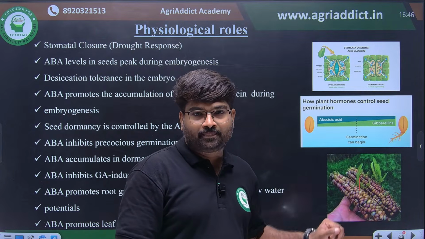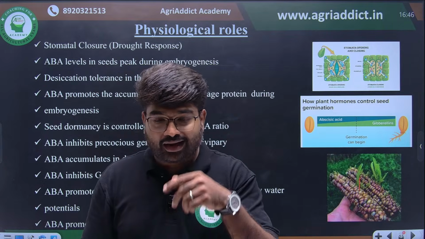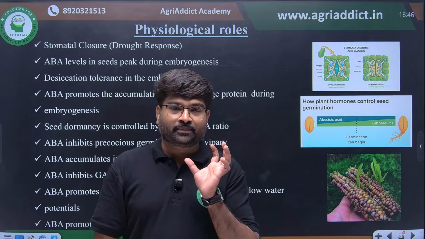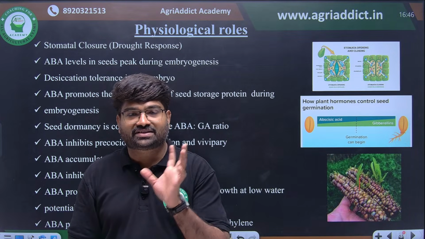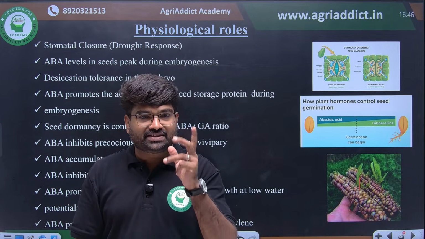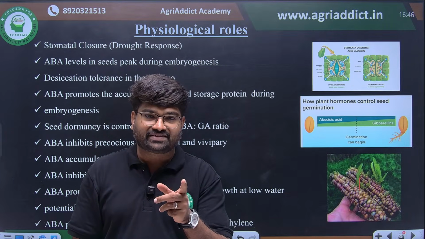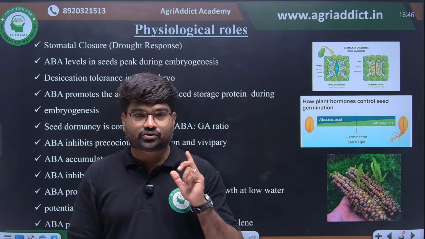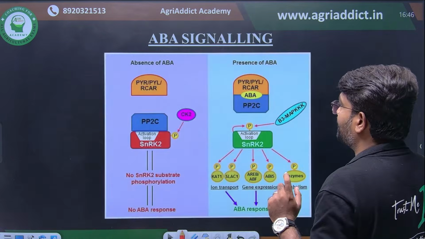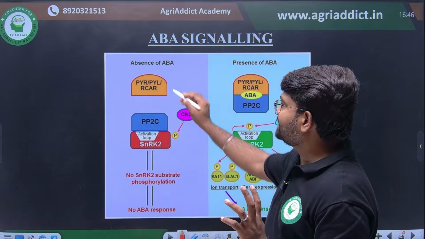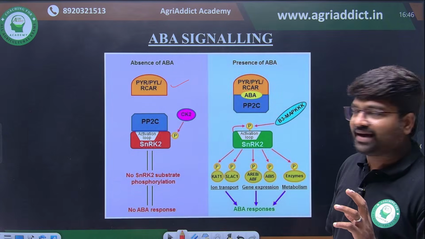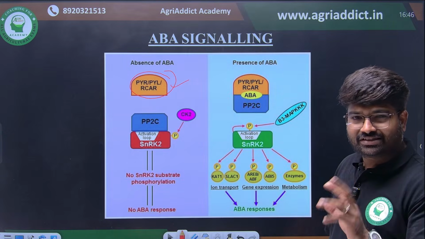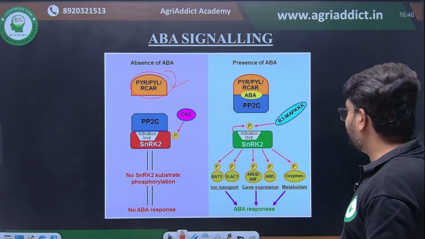Vivipary will be prevented by ABA, and most important, the concentration of ABA and gibberellic acid will determine the germination and dormancy rate of the seeds. If a high amount of gibberellic acid is there, germination will happen. If a high amount of ABA is there, dormancy will happen. This is also another key point you have to remember. ABA signaling is not important; just remember the receptor, pyrabactin resistance, PYR and PYL are examples of the receptor. Just see this once, this may help you.